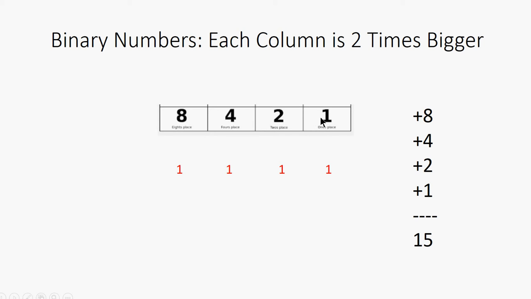So the first column is worth 1, the second column 2, the next column 4, the next column 8. You'll see that each column is worth 2 times more than the column to the right. Just as in the decimal system, they were 10 times more. In the binary system, they're 2 times more. So if you had the binary number 1111, you'd have 1 times 8, 1 times 4, 1 times 2, and 1 times 1. You add those up, it's 15. So 1111 in binary is worth 15 in the decimal number system.